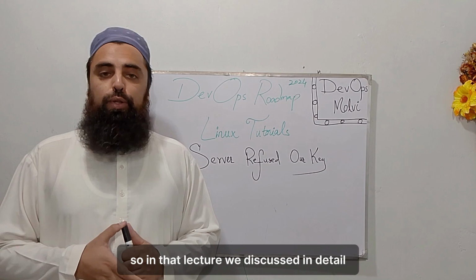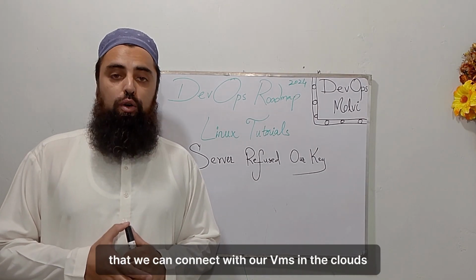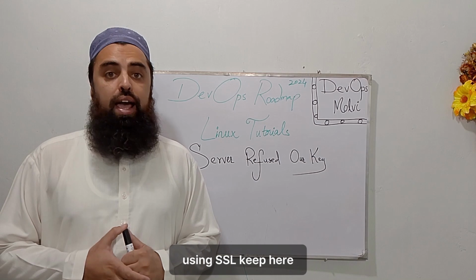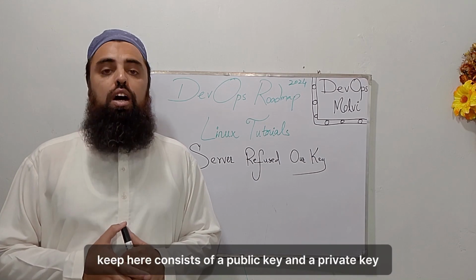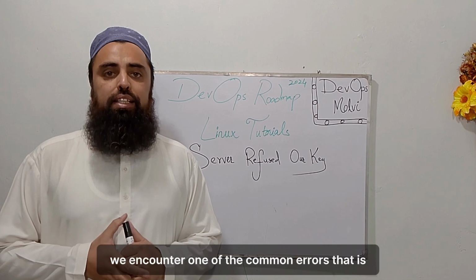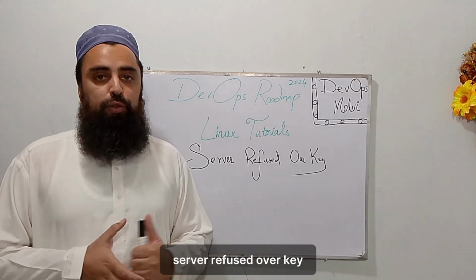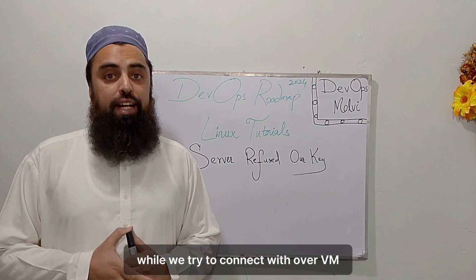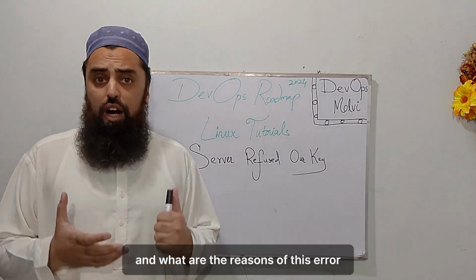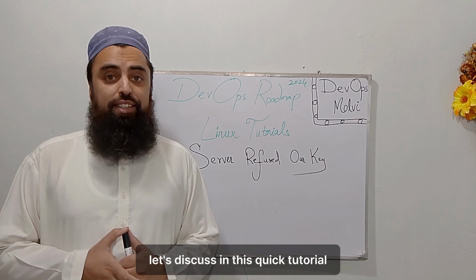In that lecture, we discussed in detail that we can connect with our VMs in the cloud using an SSH key pair. An SSH key pair consists of a public key and a private key. But sometimes we encounter one of the common errors, that is "server refused our key", while we try to connect with our VM. And what are the reasons for this error? Let's discuss in this quick tutorial.